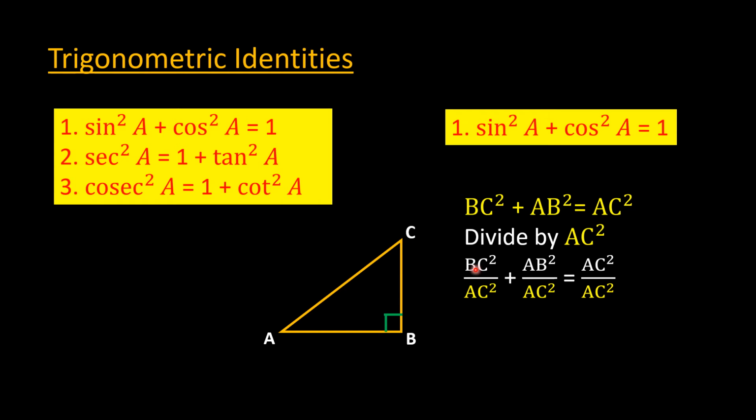Now BC squared divided by AC squared is sin square A. AB squared divided by AC squared is cos squared A, and AC squared divided by AC squared is 1. So here we get our first trigonometric identity, sin square A plus cos square A equals 1.